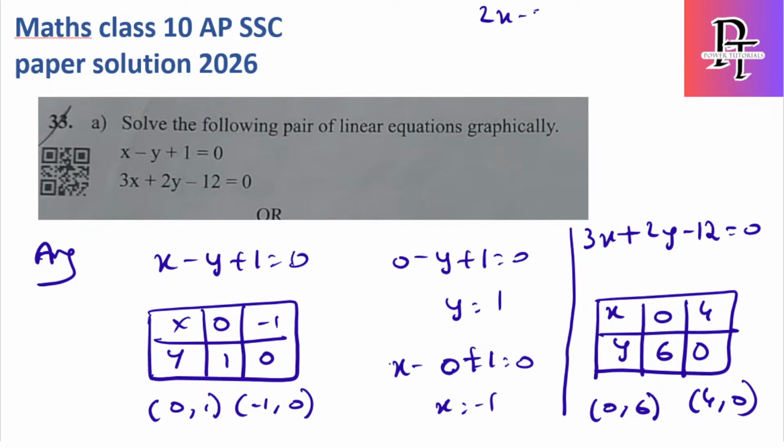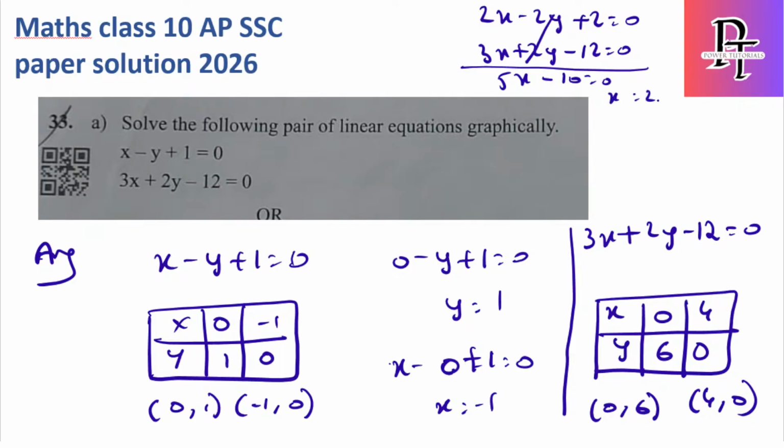So 2x minus 2y plus 2 is equal to 0, and this one is 3x plus 2y minus 12 is equal to 0. So if you add these two, I'll get 5x minus 10 is equal to 0. So x should be 2. If x is 2, then 2 minus y plus 1 is equal to 0, so y is 3. So you should get the values as 2 and 3.